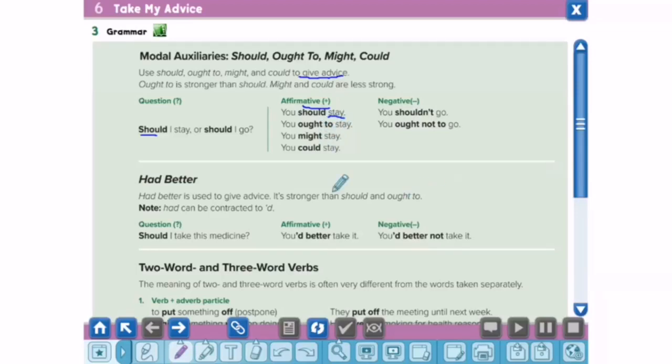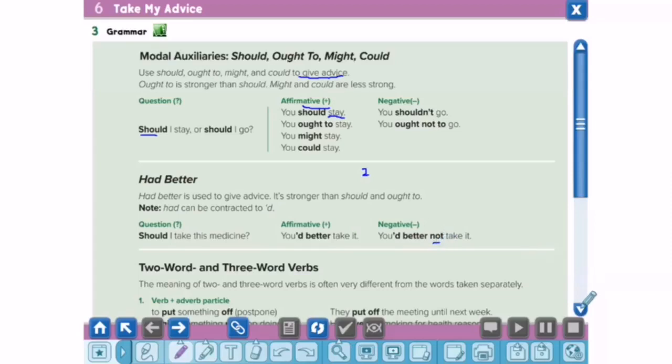Then the second part is about using had better. Had better is used to give advice. It's stronger than should and ought to. So this is number 2. Note, had can be contracted to apostrophe D. You can say in English, you'd better ask your teacher if you want to have more information. This is in the question, should I take this medicine? You'd better take it. You'd better not take it. So we add not after the word better.